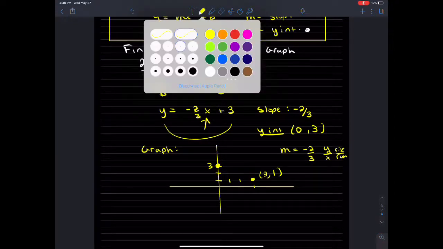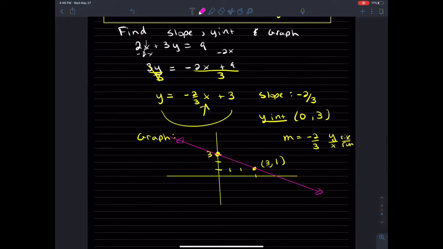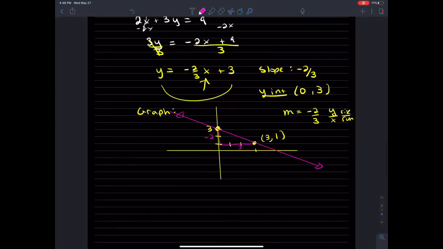And then we can connect those points and extend them. And there's my equation. This is the graph of my equation of my line. And as you can see, it's a negative slope. That's down 2 over 3. And that's my y-intercept.